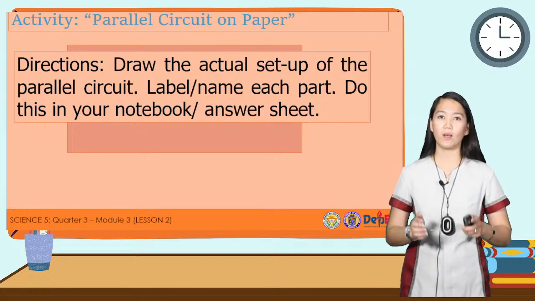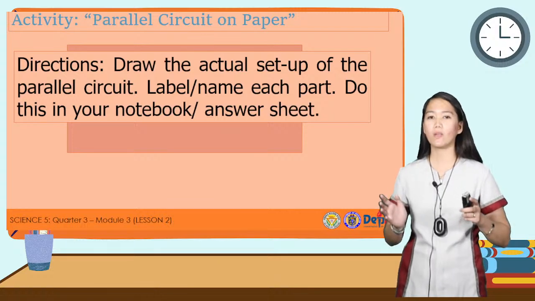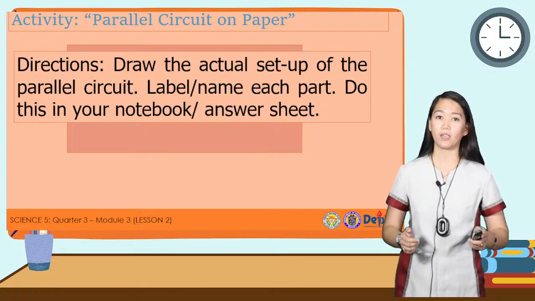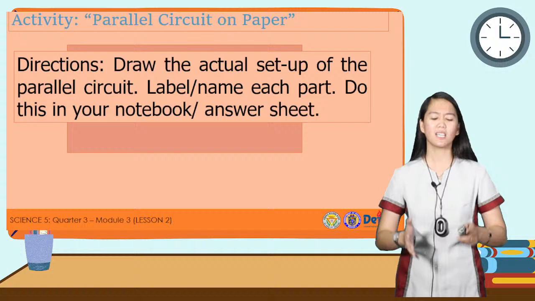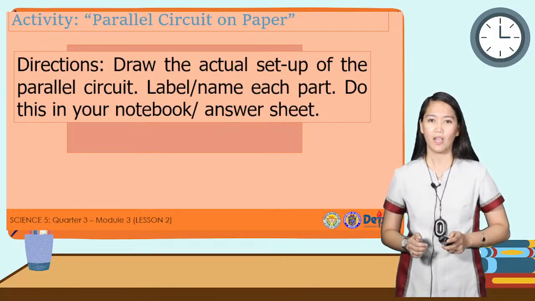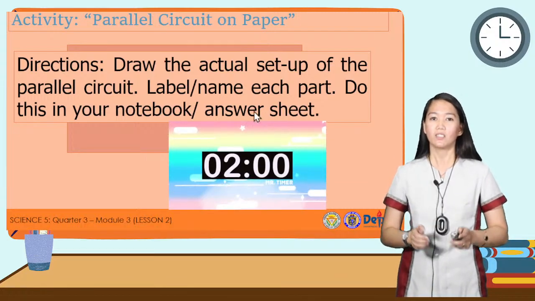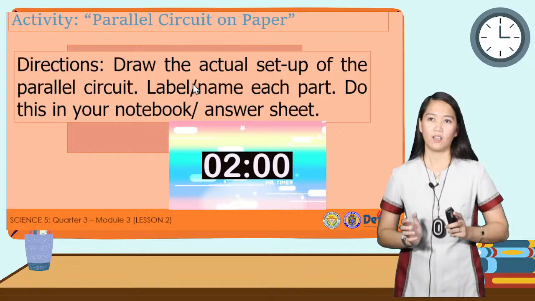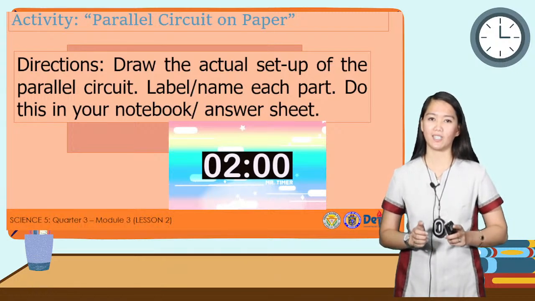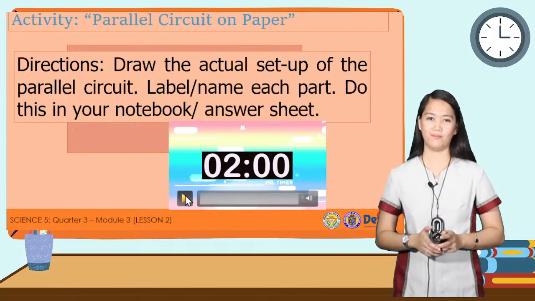Draw the actual setup of the parallel circuit. You are going to label or name each part. Please do this in your notebook or answer sheet. And I will be giving you 2 minutes to draw the parallel circuit. And your time starts now.